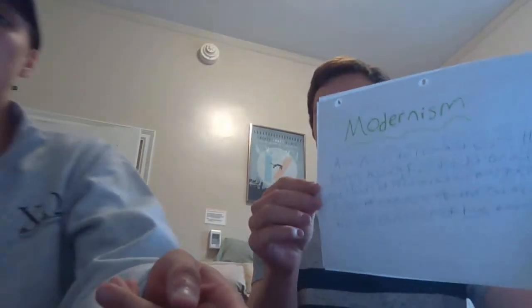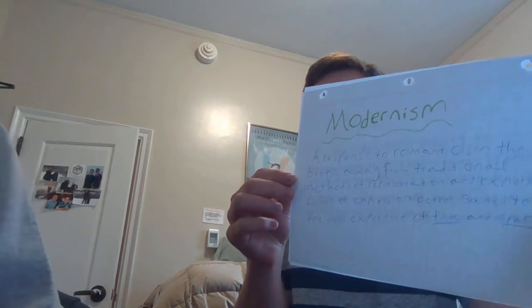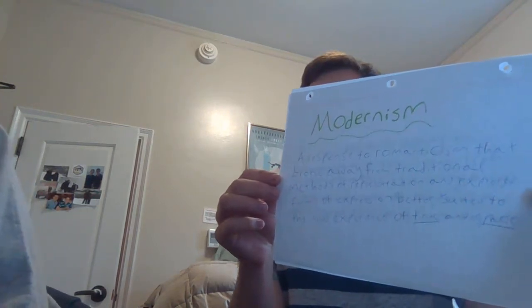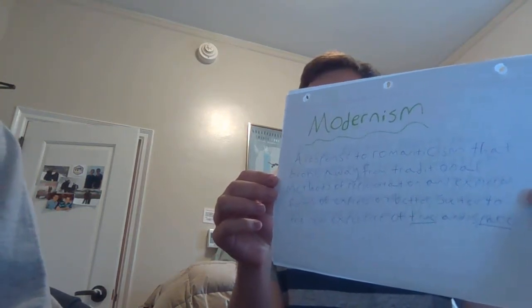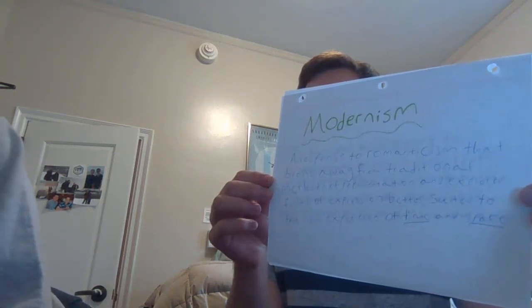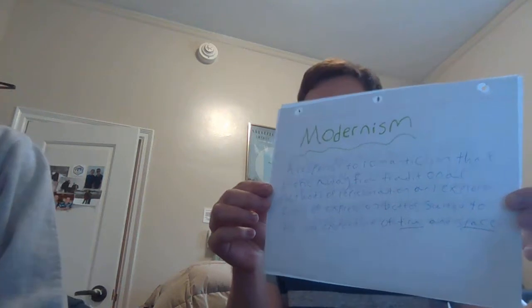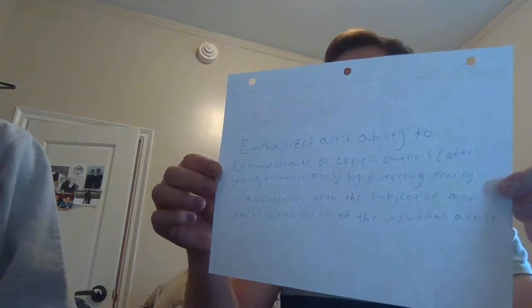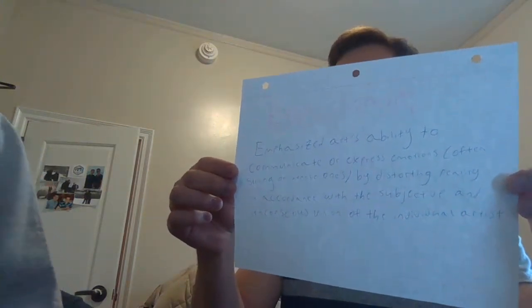For historical context, I have some things to talk about. Arnold Schoenberg's music was primarily in the 20th century, and he was part of a movement called modernism. Modernism is a response to romanticism that broke away from traditional methods of representation and explored forms of expression better suited to the new experience of time and space. Within that movement was another called expressionism. These were all a response to romanticism, drifting away from it.